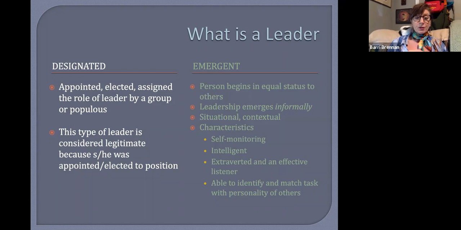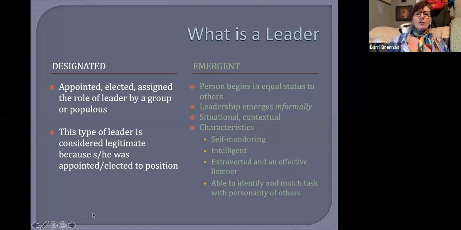We also think of this person as intelligent, above average in intelligence. They're generally extroverted, meaning you can tell that they want to talk to you and they're interested in you, and they get energy from connecting with other people. But they're also good at listening. So this is not a person who's going to dominate the conversation. This is a person who's good at talking and listening at the same time.